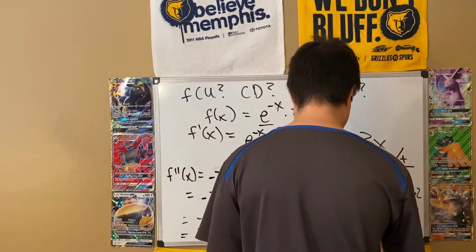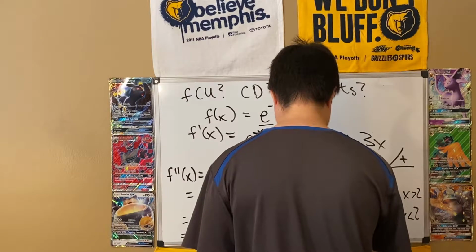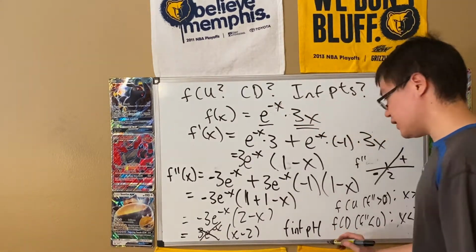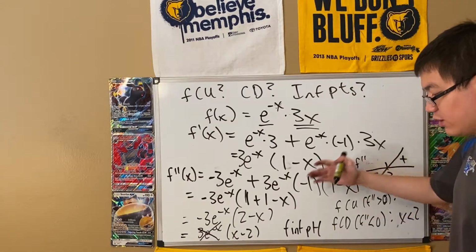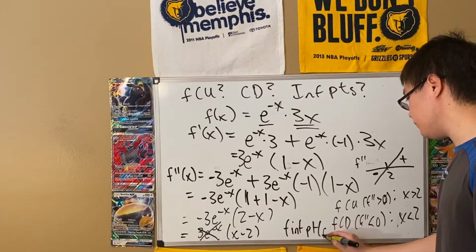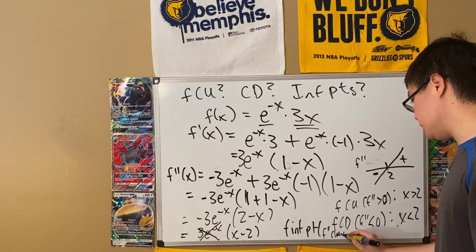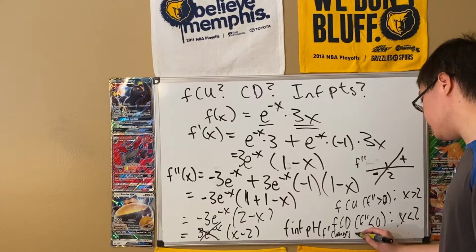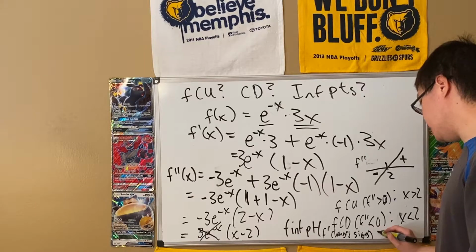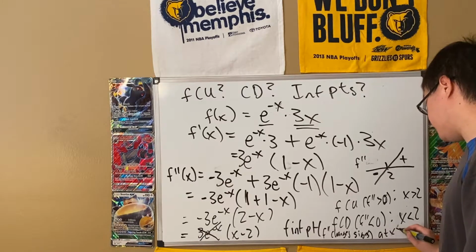So f has an inflection point. F double prime changes signs. Even when I'm getting very annoyed and I'm running out of space, I still like to justify just to build good habits, because somebody told me that building good habits is important. F double prime changes signs. That's at x is equal to 2.